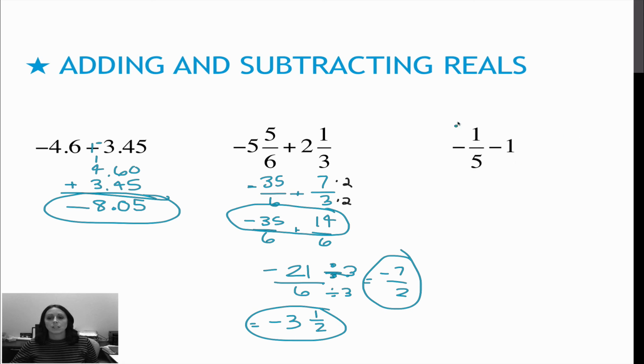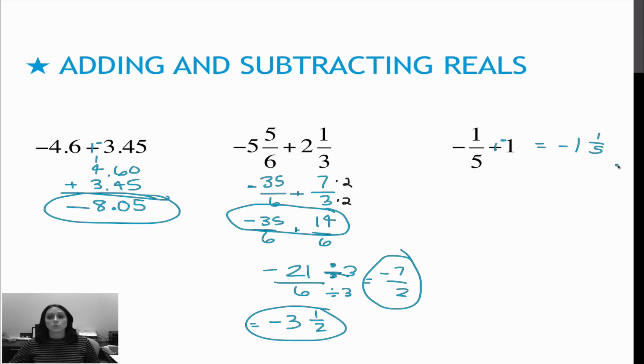For my last one, I'm going to keep flip change. So I have a negative plus a negative. Some of you just sort of understand that the 1 is a whole number and then 1/5 is a fraction and they're the same sign, so my final answer is going to be negative 1 1/5.